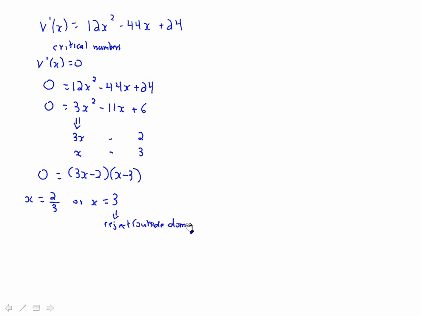Now I'm pretty confident that this is the right answer, and also that this is going to maximize. But just to be sure, is this a max or a min? Get in the habit of doing the second derivative test. So v double prime x is equal to 24x minus 44. So the second derivative at x equal to 2/3. Remember, all we care about is positive versus negative.